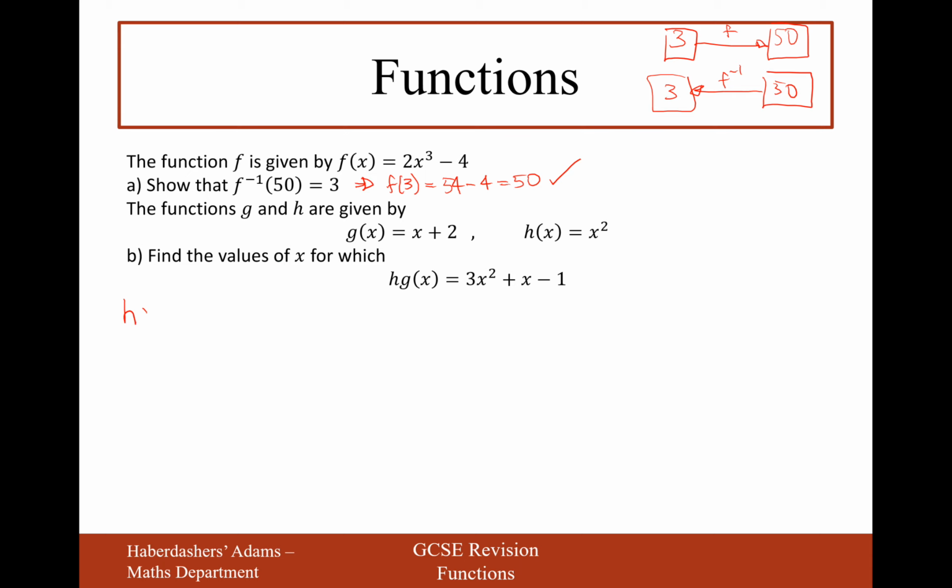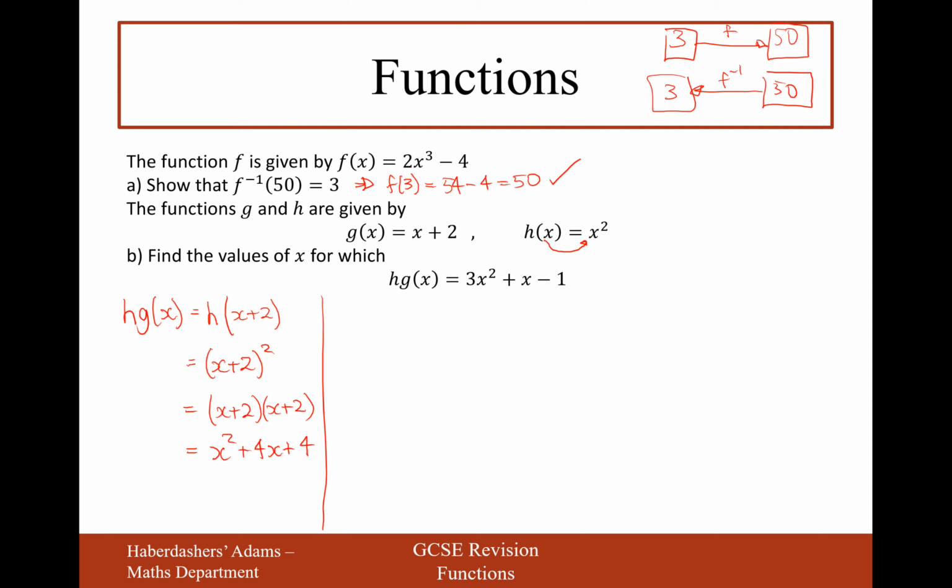So I need to first create the function hg of x. This means do the g function first, which is x plus 2. And then once I've done x plus 2, I then need to put x plus 2 into my input where x is. So it's going to be x plus 2 squared. We can then expand these brackets by pretending that we have 2 of them multiplied together. That's what you do when you square, you have 2 of the same thing multiplying together. So this is going to be x squared plus 4x plus 4.